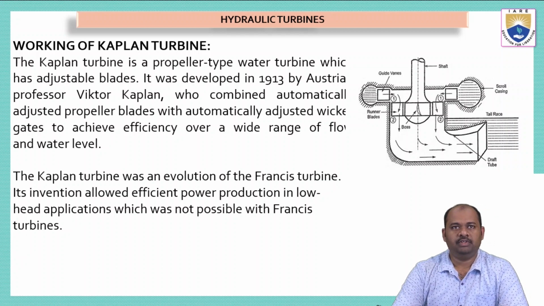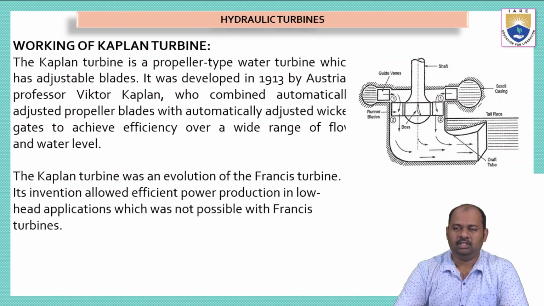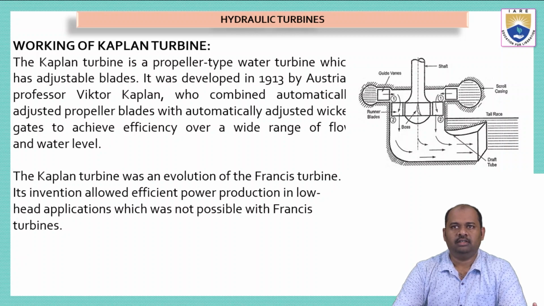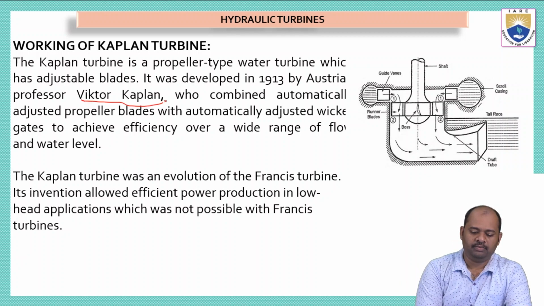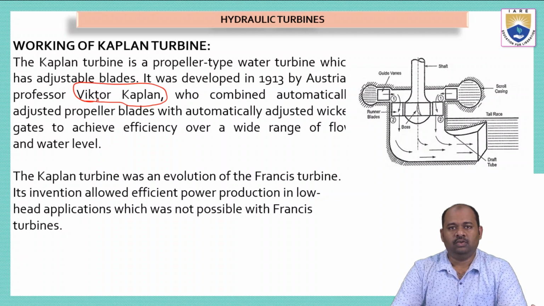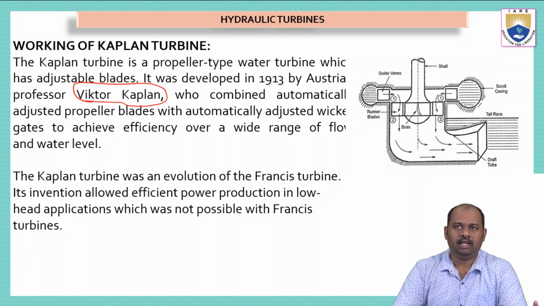Now, let us see the basic definition of Kaplan turbine. The Kaplan turbine is a propeller type water turbine which has adjustable blades. So, this is the turbine where the blades can be adjusted based on the discharge or the flow of water. It was developed in 1913 by an Austrian professor, Victor Kaplan. That is why this turbine is named after this professor. He combined the automatically adjustable propeller blades with adjustable wicket gates.